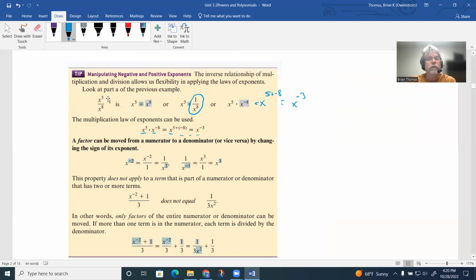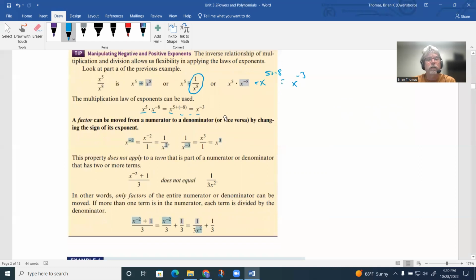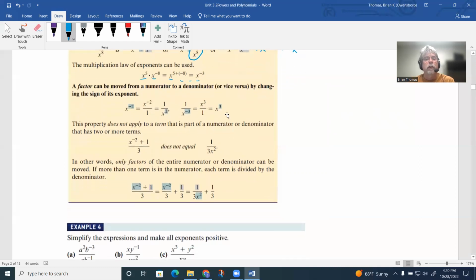So you can subtract 5 minus 8, or you can manipulate it where it's 5 plus negative 8. Notice that if you have a negative exponent at the very beginning, you can move it to the bottom like that. Or if it's in the bottom, if I have 1 over x to the negative third, notice how I can move this as x to the third over 1. But remember, x to the third over 1 is just the same thing as x cubed.